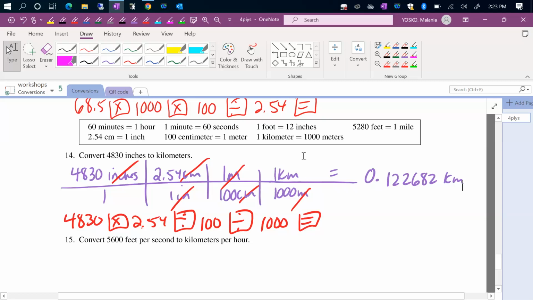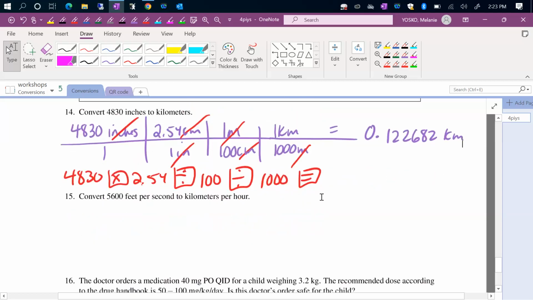Okay, so there's another one like this, and then there's one about a nursing example I got from one of our nursing instructors. You want to do 2 more? Sure. Okay, so how do I do number 15? What do I start with?